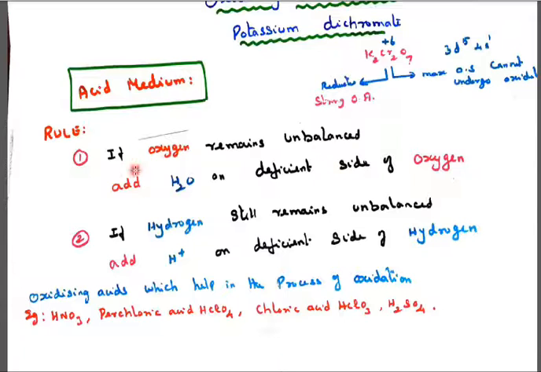So the oxygen rule: if oxygen remains unbalanced, add water to the deficient side of oxygen. Please see that rule. When you work it out, you can understand this rule. To balance oxygen, we should add water to the deficient side of oxygen. After adding water, hydrogen is there. Hydrogen still remains unbalanced. Add H plus ion to the deficient side of hydrogen. So water is added to the deficient side of oxygen, and H plus ion is added to the deficient side of hydrogen.